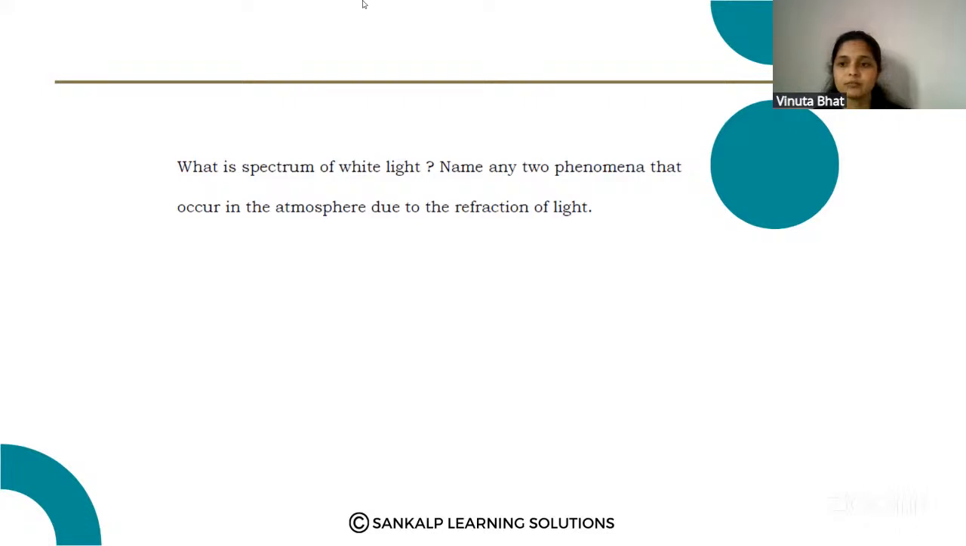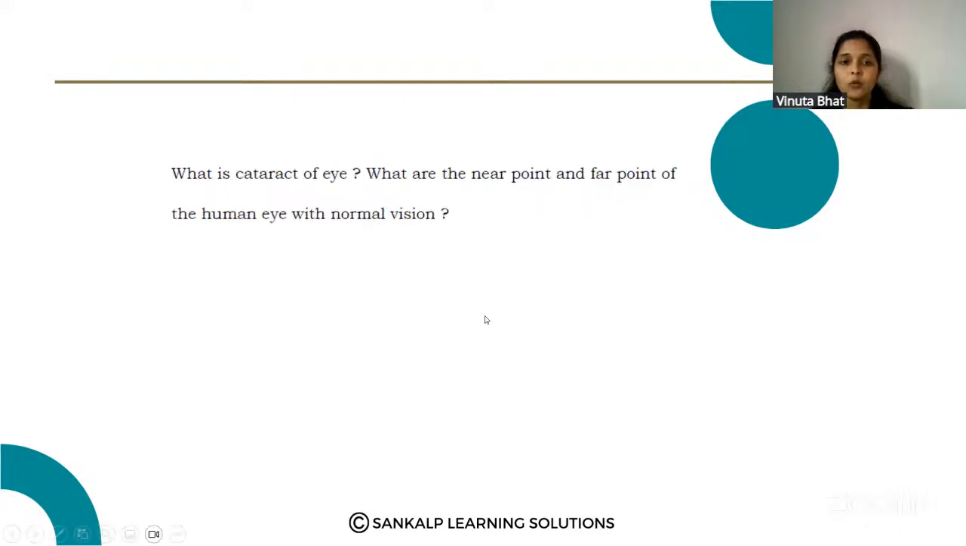Next question. What is a cataract eye? What are the near point and the far point of the human eye with normal vision? Here, a cataract is a cloudy area that forms in the lens of the eye which causes vision loss. It is a common part of aging and can affect one or both eyes. So that is the definition you have to write.